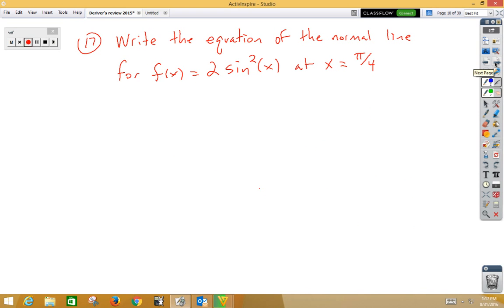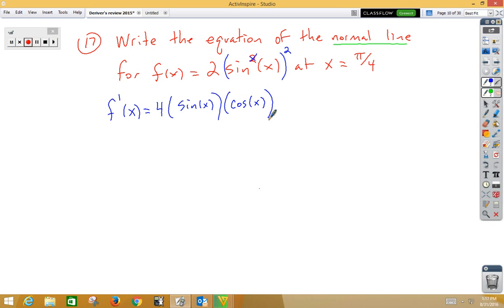In 17, we're writing the equation of the normal line. Normal line is like the perpendicular, so we would need the negative reciprocal of our slope. So let's start with the derivative. f prime of x is equal to, now we want to think of this as being squared, so we've got the derivative of the outside, don't change the inside, multiplied by the derivative of sine, which is cosine.